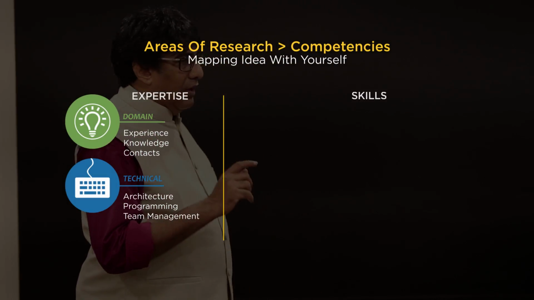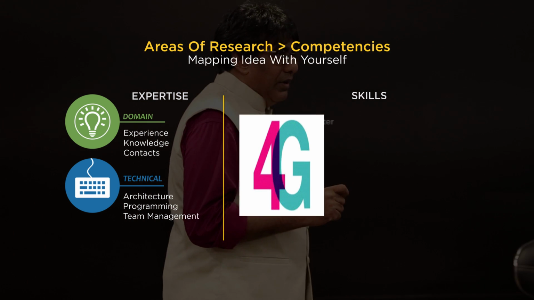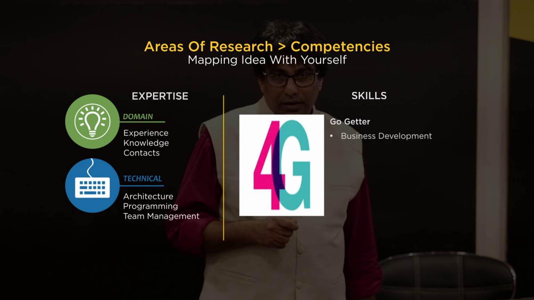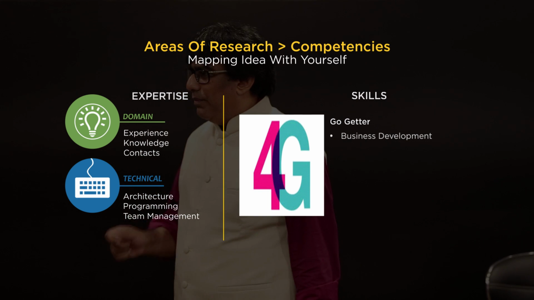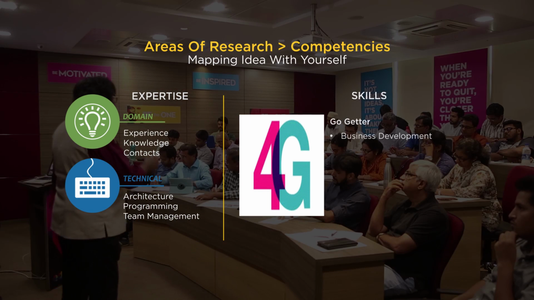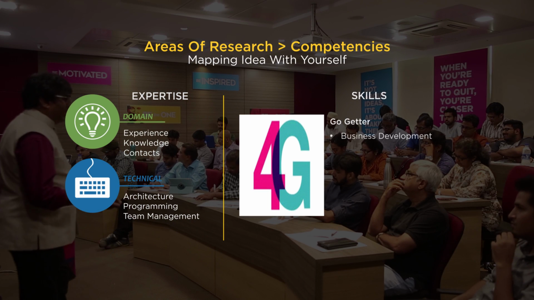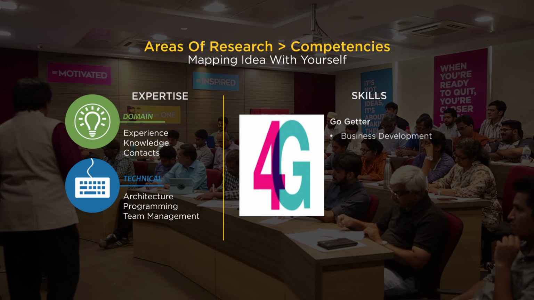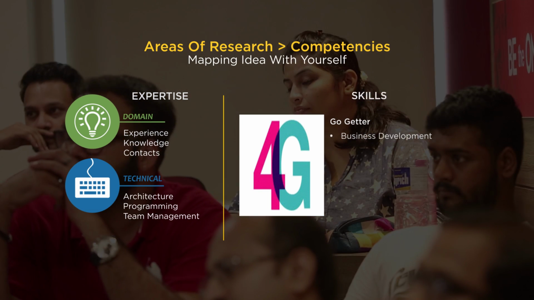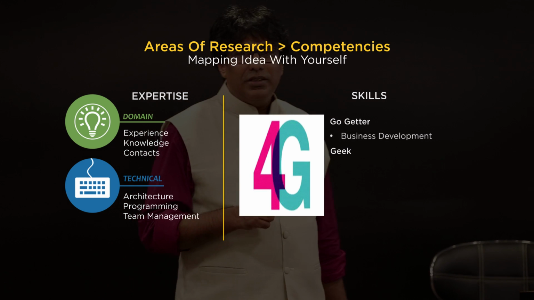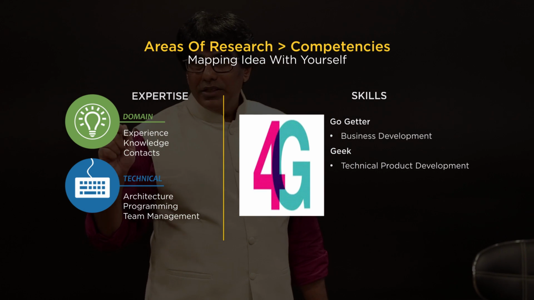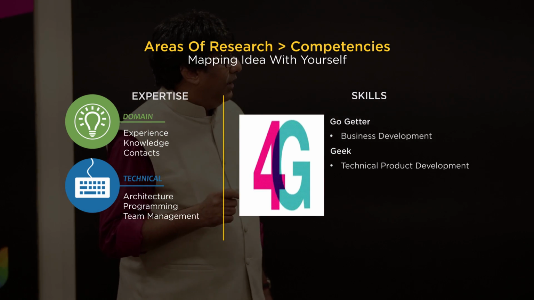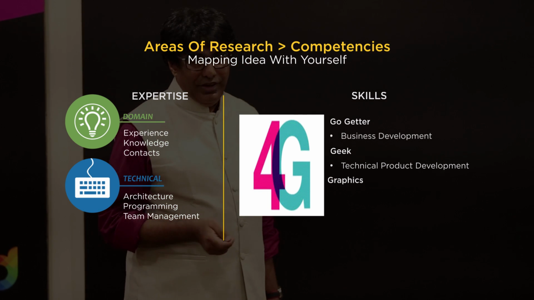The 4G: one is you should have somebody in your team who's a go-getter, a dynamic personality, what we commonly call a smooth talker, who goes out and basically helps you develop the business. Then you require a geek. Geek means some technical person who understands technology. Then you require one creative person, graphics.